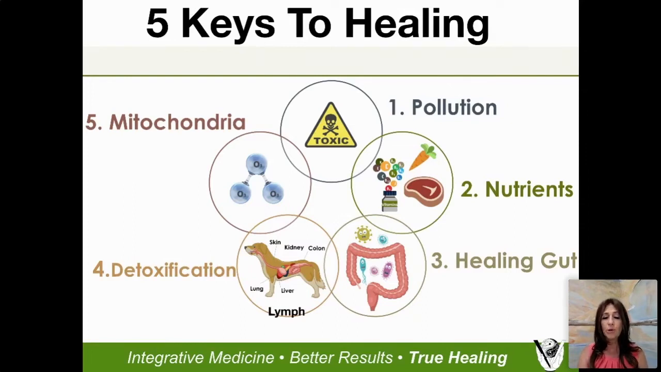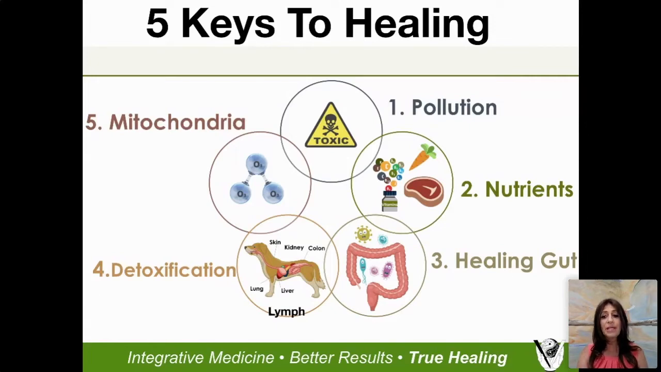We start with number 1. We teach the owner how to stop polluting that pet's body through diet, water, environment, EMF, everything that we can expose, the toxin insults, how they're coming in. We teach the owners how to stop that. The second thing we do is we provide the essential nutrients. These are the ones the body has to eat because it can't manufacture it on its own. So we make sure that we're providing the essential nutrients that the body needs to do its job.